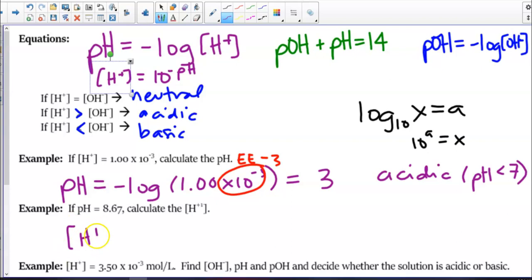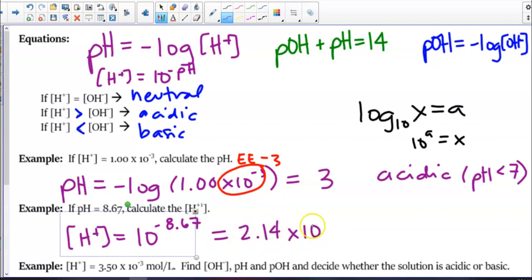So our H+ concentration is 10 to the negative 8.67. I'm actually going to type this in and get the actual value in my calculator. When you type this in, you get 2.14. Don't forget the exponent: you should see it way at the end, times 10 to the negative 9th. And this is a concentration. pH doesn't have a unit, but concentration does. This is moles per liter.